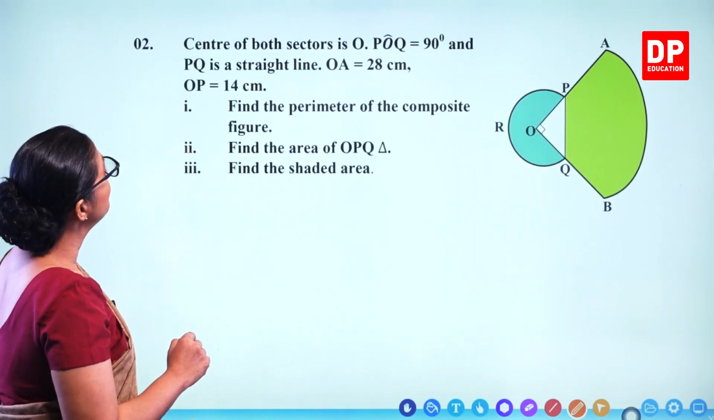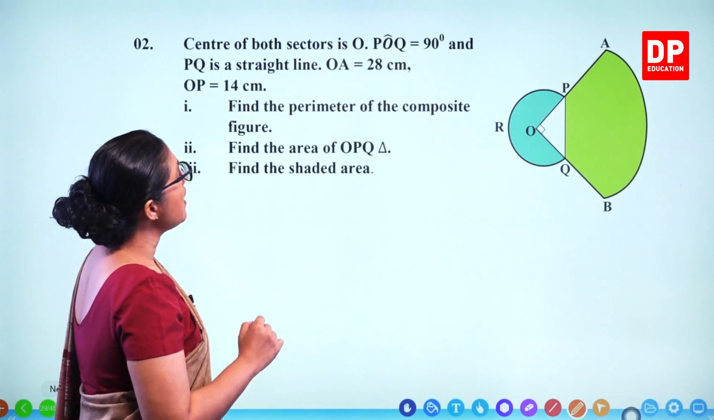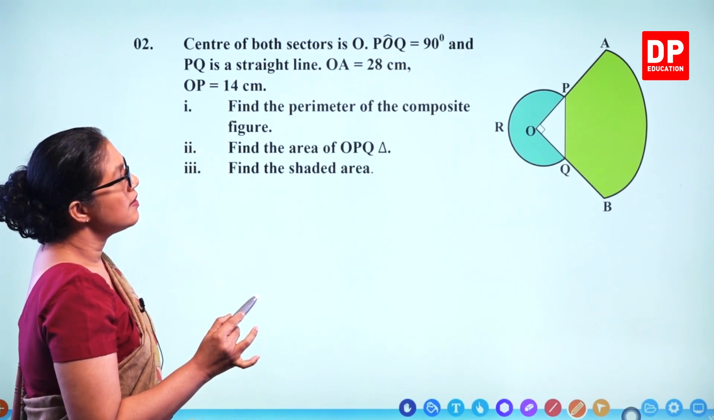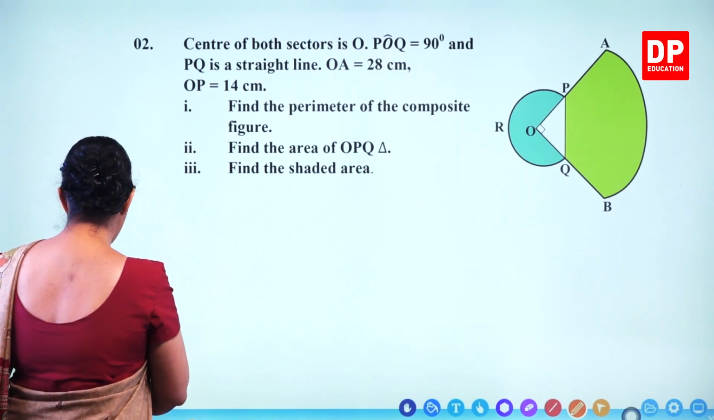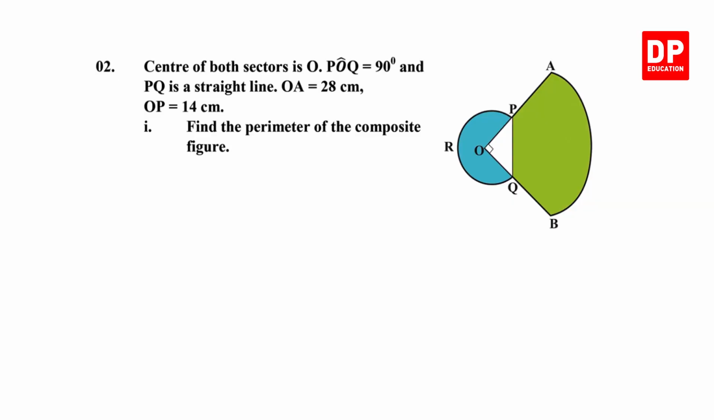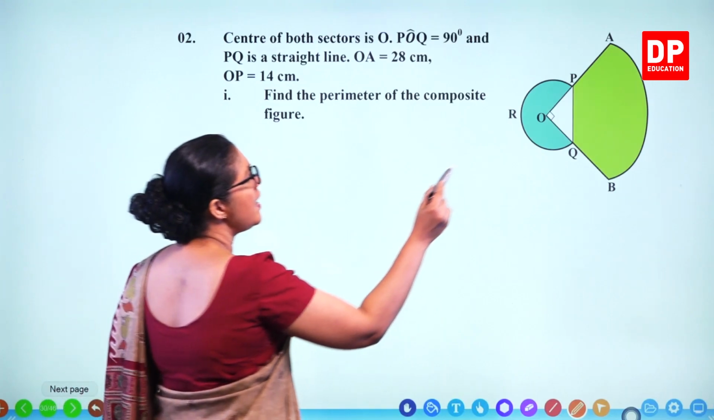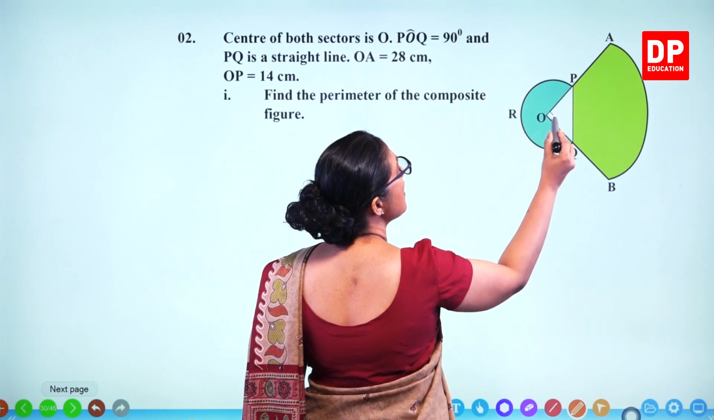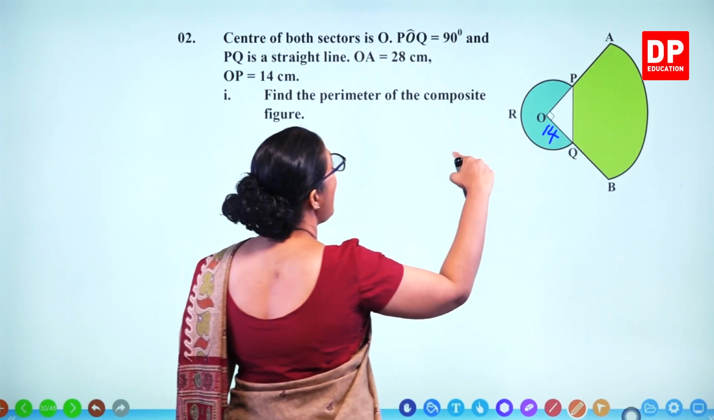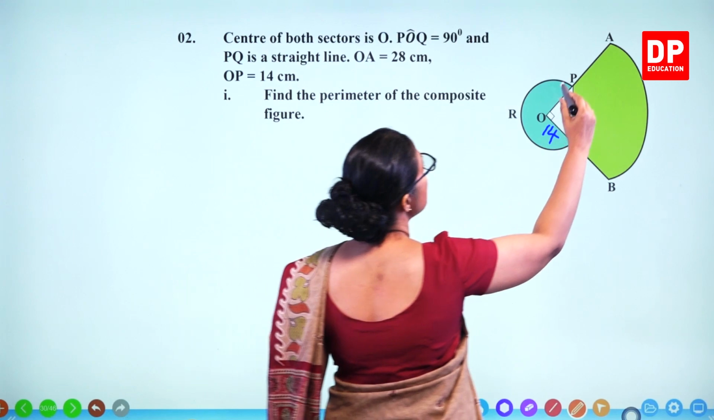Question number 2. This is about perimeter and area of sectors, so we'll do it separately. The center of both sectors is O. POQ is 90 degrees, already marked, and PQ is a straight line. OA is 28, so that means the radius is 28. OP is 14, so the radius of this sector is 14 and the bigger one is 28.